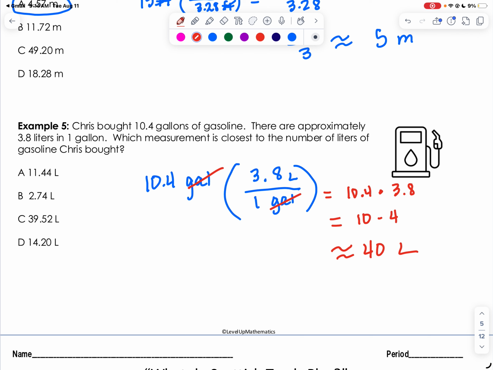So I want to look through my answer choices and notice there's only one answer that's close to 40 liters, and that would be C, 39.52 liters. And that concludes today's lesson, Measurement Conversions.